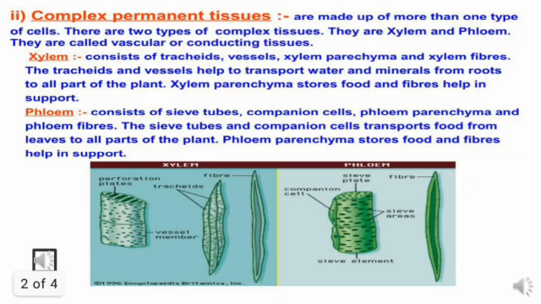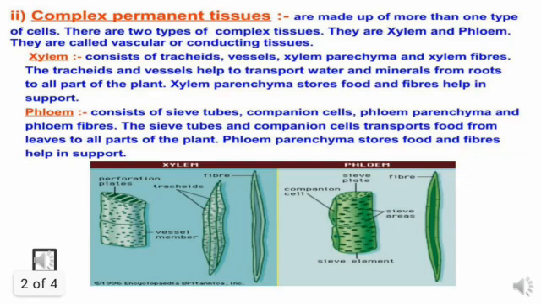It consists of tracheids, vessels, xylem parenchyma and xylem fibers. The tracheids and vessels help to transport water and minerals from roots to all parts of the plant. Xylem parenchyma stores food, and fibers help in support. So what are the functions?